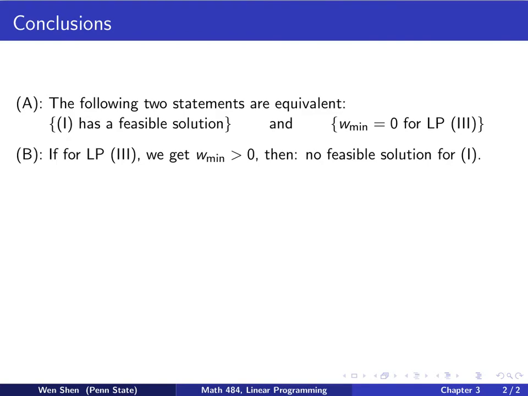We can also conclude the following, which is B. Since the two things are equivalent, if you solve the LP problem number 3 and you find that W min is strictly positive, then this would imply that this is false. That is, for equation 1, there is no feasible solution. So your original constraint does not have any feasible solution.